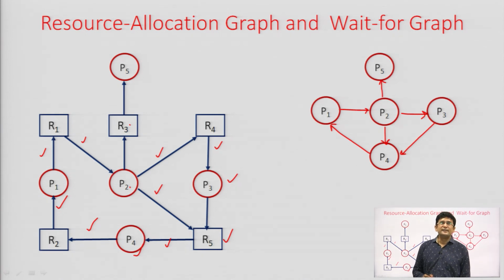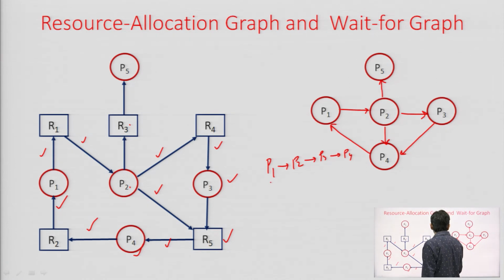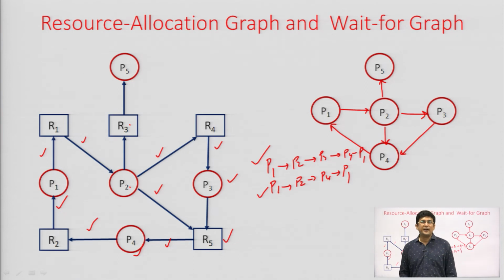So, in case there is a cycle, there will be a deadlock. Now, you can see that there are two cycles. One cycle is P1, P2, P3 and P4. Another cycle is P1, P2, P4 and P1. So, this includes 4 processes and this includes 3 processes. So, we actually have detected the deadlock.